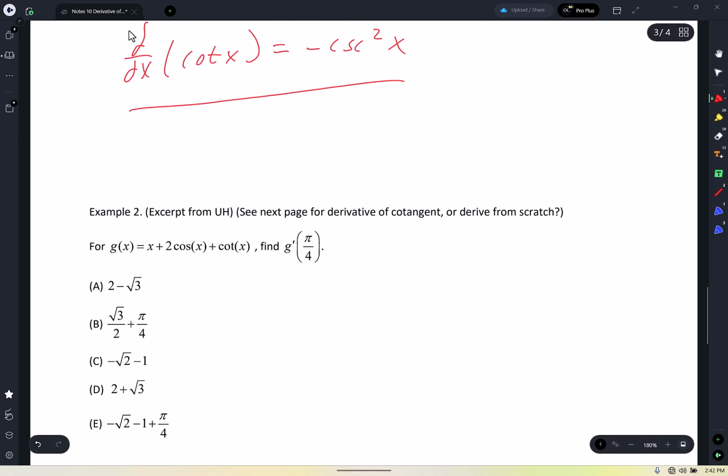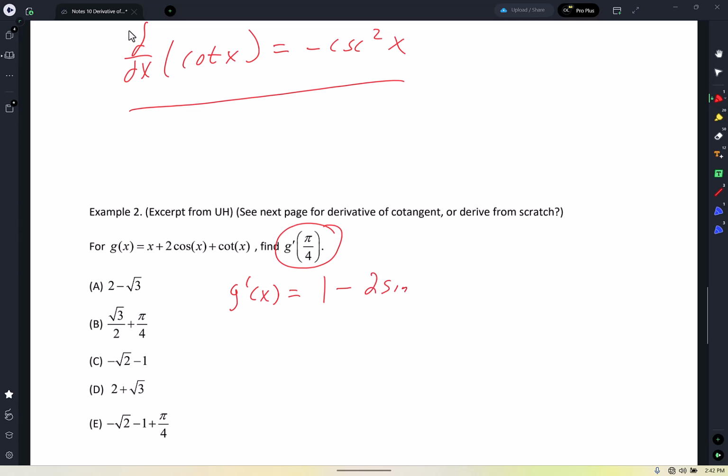And here we go. It wants g prime of pi over 4. So before you get that, you have to find g prime of x first. So what's the derivative of x? 1. All right, tell me if you like this or not. The derivative of 2 cosine x is going to be negative 2 sine x. Do you like that or no? Or are you feeling inside like you should have used product rule? We'll talk right now. And what did you tell me the derivative of cotangent x is?